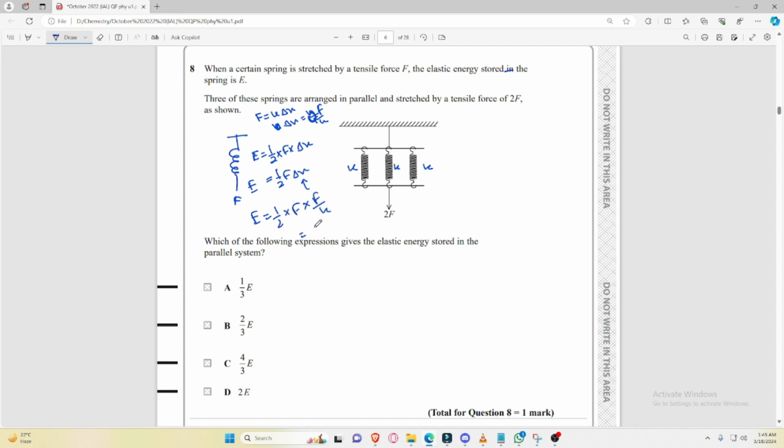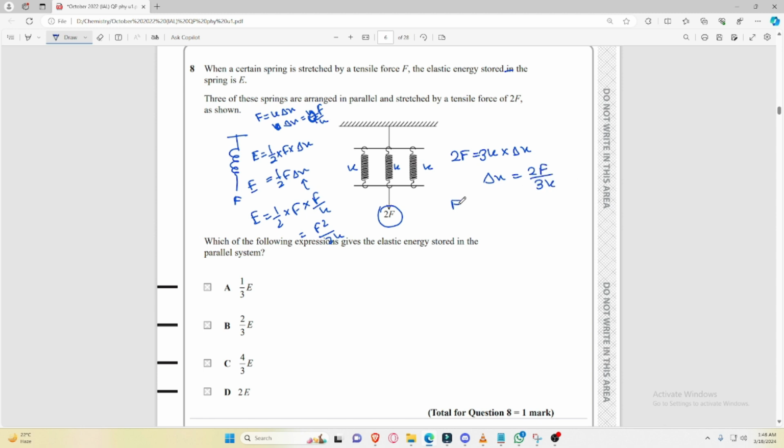So it is just F square by 2K. This is my energy value for normal one spring, but it is three springs here. So now if I do F equal to K del X, now F is 2F. So 2F equal to K times del X. If I make del X subject, del X will be now 3K, because three of them, the stiffness constants get added in parallel. So it will be 2F by 3K.